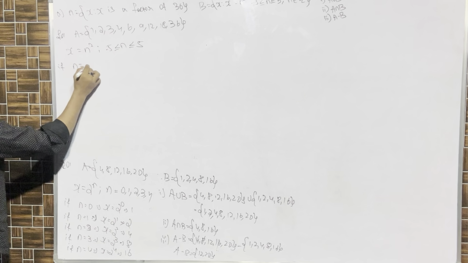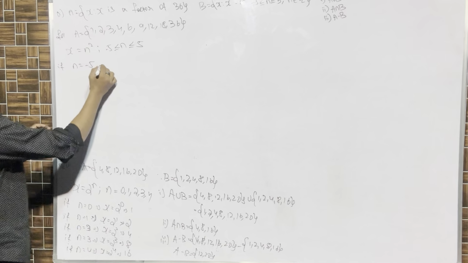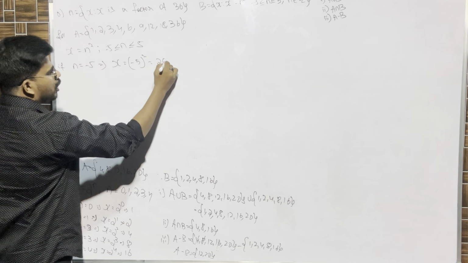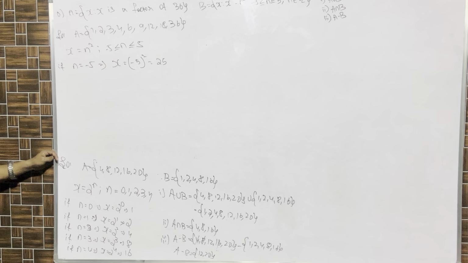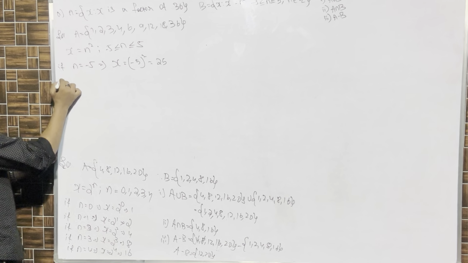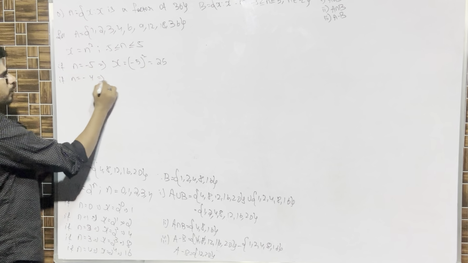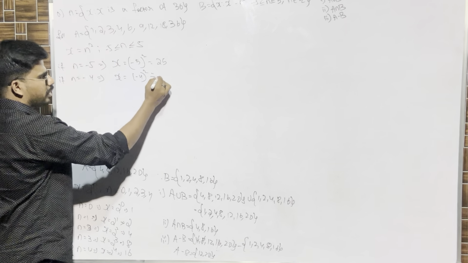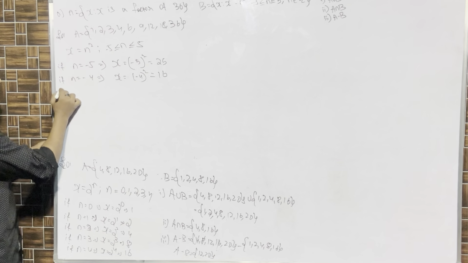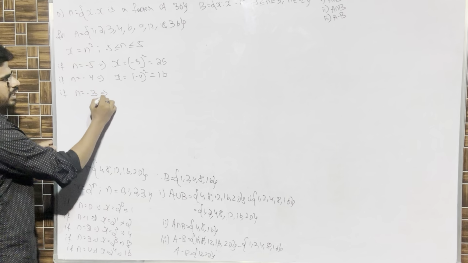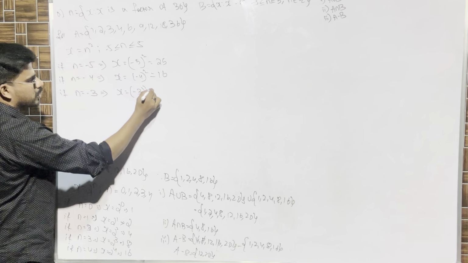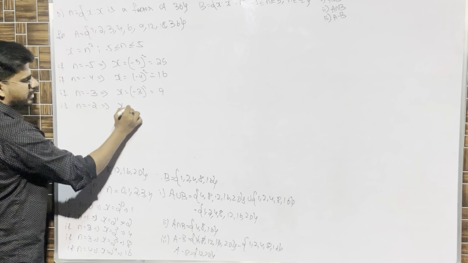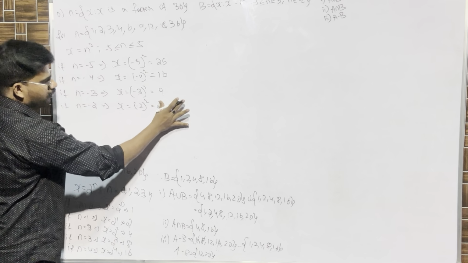If n is equal to minus 5, what is the value of x? X is equal to minus 5 whole square, which is nothing but 25, because minus 5 into minus 5, minus into minus is plus, 25. Next, if n is equal to minus 4, x is equal to minus 4 whole square, which is 16. If n is equal to minus 3, x is equal to minus 3 whole square, which is nothing but 9. Next, if n is equal to minus 2, x is equal to minus 2 whole square, 4.